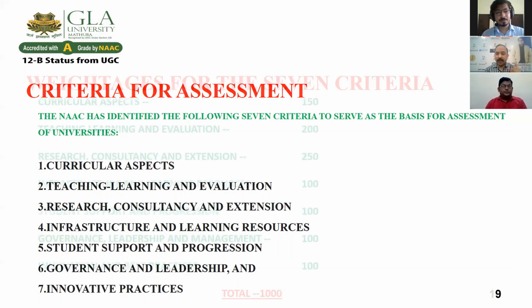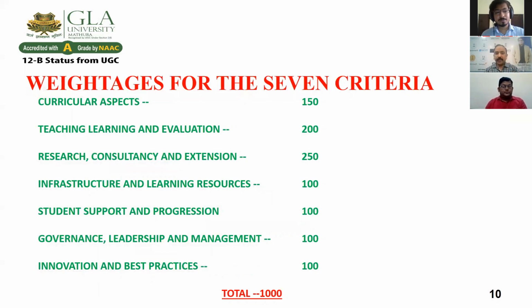If we look at the marks, we'll see the weightage of each criterion. As I was saying, criteria number 3 is of 250 marks. Criteria 1 is 150 marks. Criteria number 2 is 200 marks. Criteria number 3 is 250 marks. Criteria 4 is 100 marks, and criteria 5 is again 100 marks. The total count is 1000 marks across all 7 criteria.